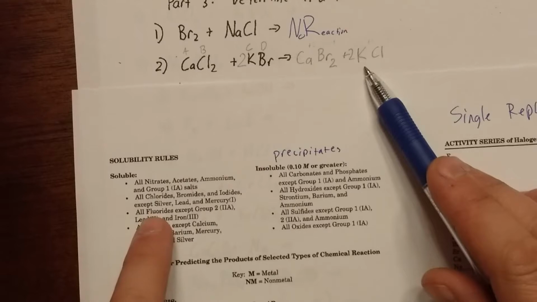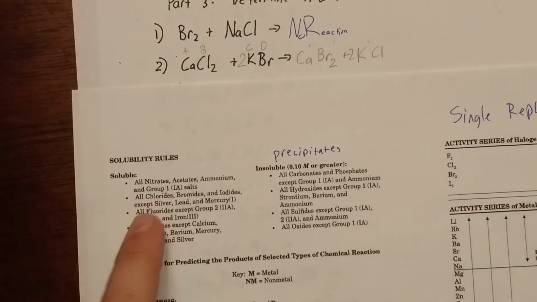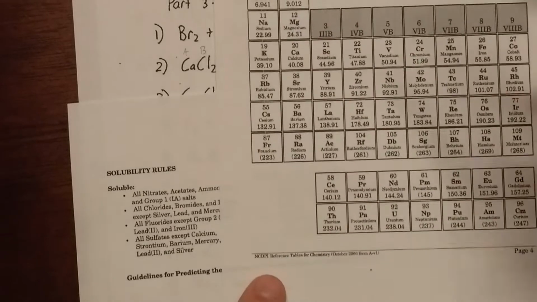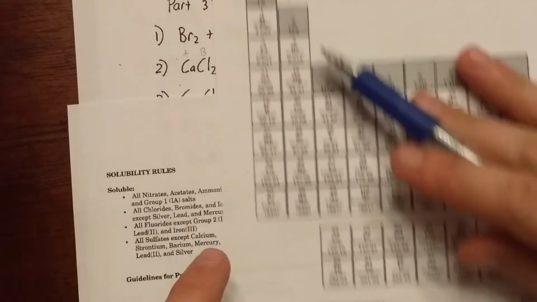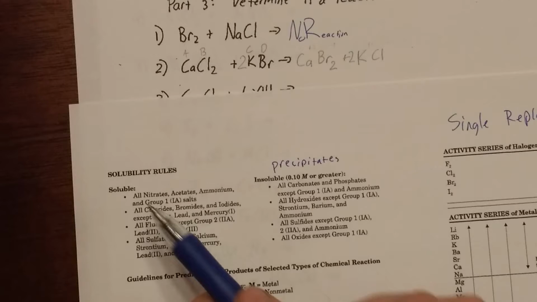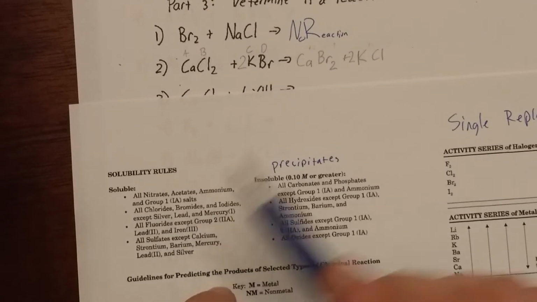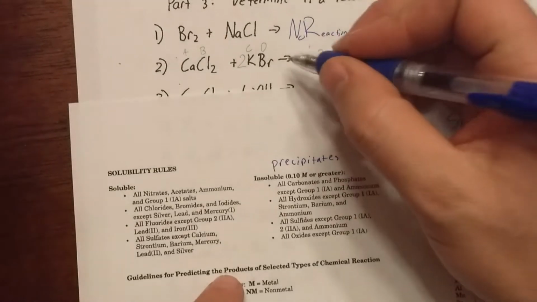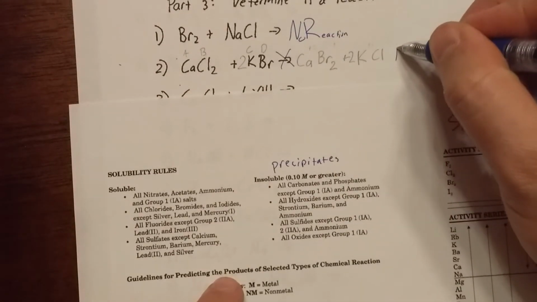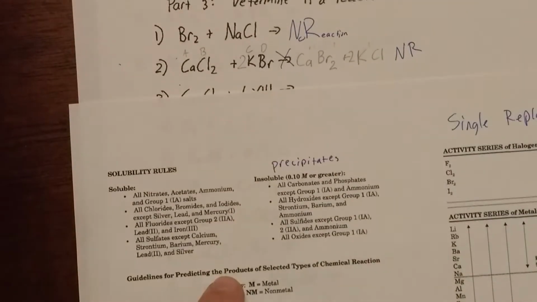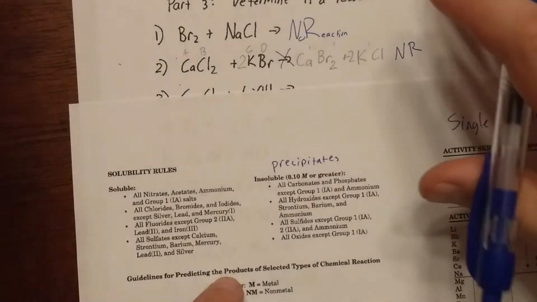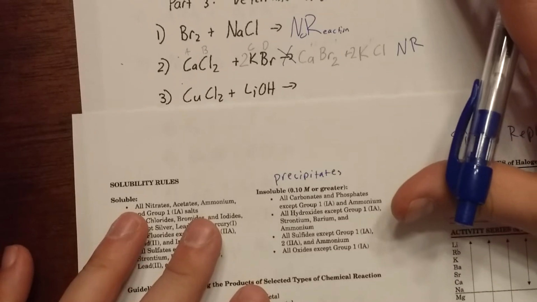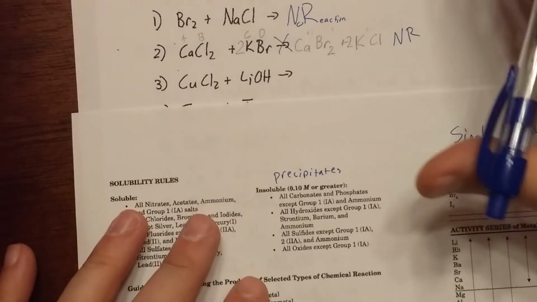Then we have potassium chloride. Well, potassium, on our periodic table, if we recall, potassium is in group 1, and anything in group 1 is soluble. So since both of these are soluble, we went to all this trouble for nothing, because this is no reaction. Now, not everything's going to be no reaction. Like, let's take a look at number 3.